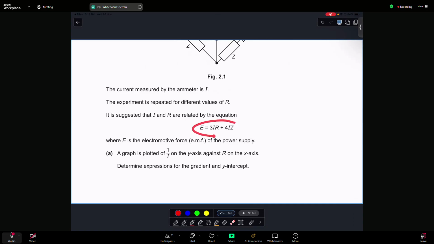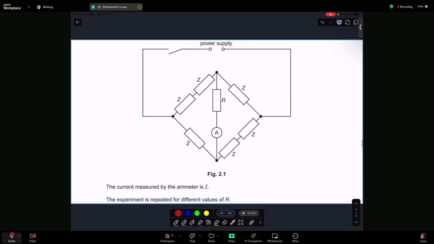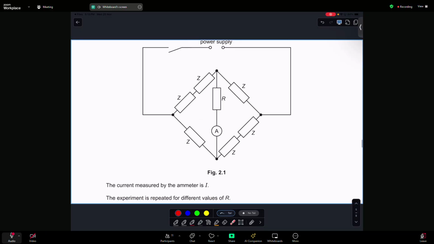Now, if you're wondering how they derived this, they won't ask you how to derive it, but if you're wondering, it's something we did in our AS. It's called Kirchhoff's second law, the loop.